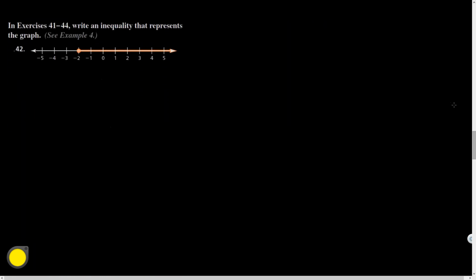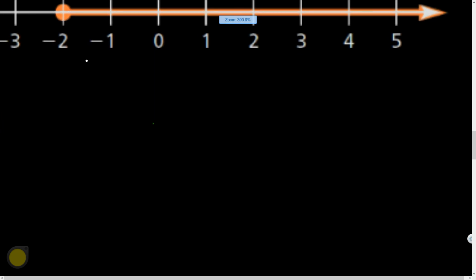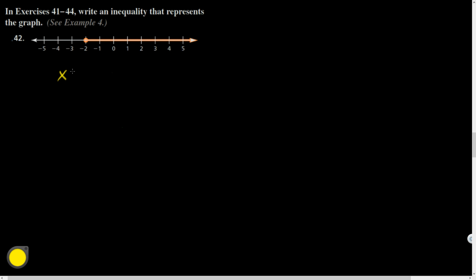All right, write an inequality that represents the graph. Let's use x. How does x relate to this? That's a closed circle there by the looks of it. All right. Shaded to the right, so it's greater than. It's closed circle, so it's equal. And the point of contention is -2.